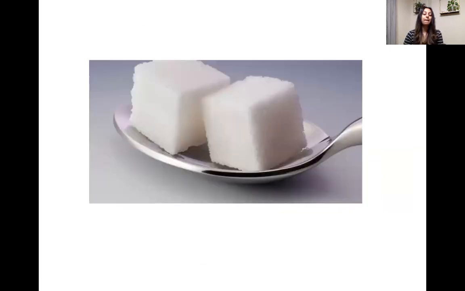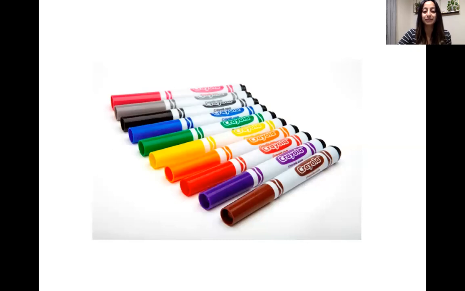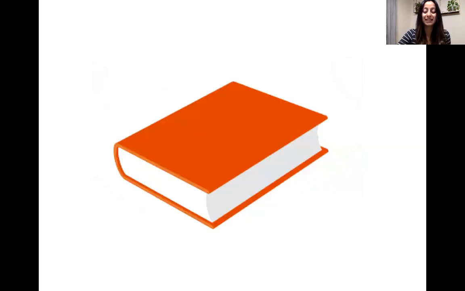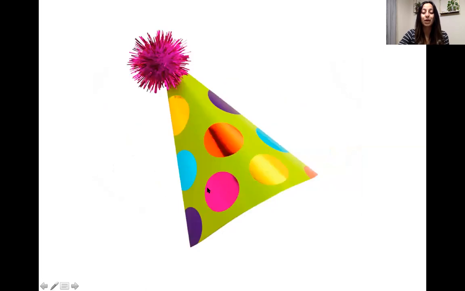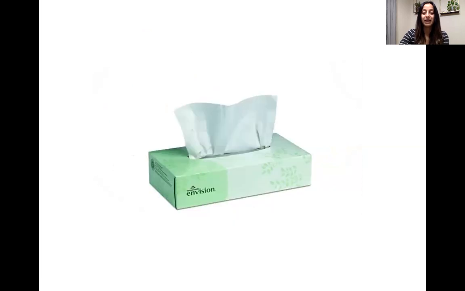What shape is this? These are sugar. Very nice, they're cubes. What shape are these? Cylinder. What shape is this? A rectangular prism. Very good. See, this is a rectangle face, this is a rectangle face, and this is a rectangle face. So that is a rectangular prism. What shape is this? A cone. Very good. And what shape is this? A rectangular prism. Very nice.